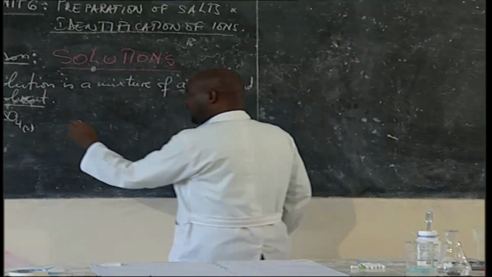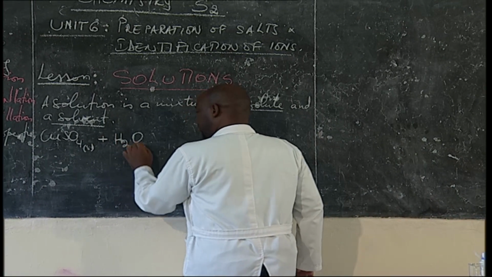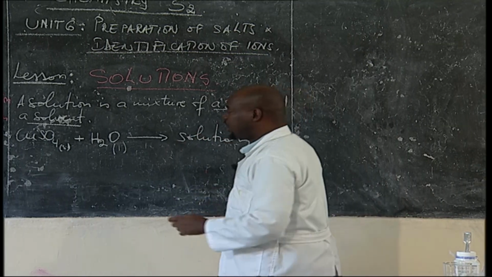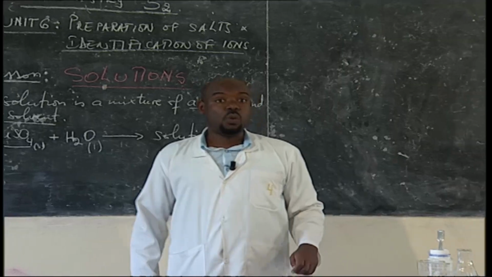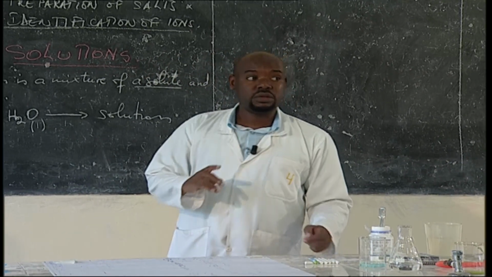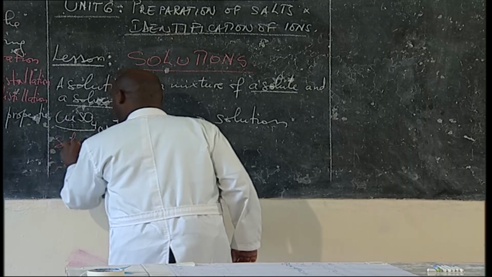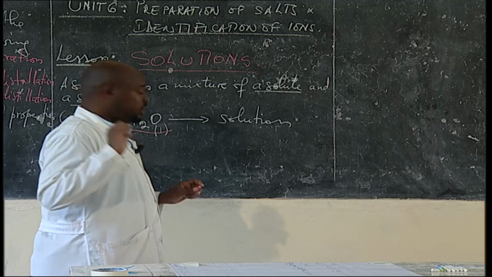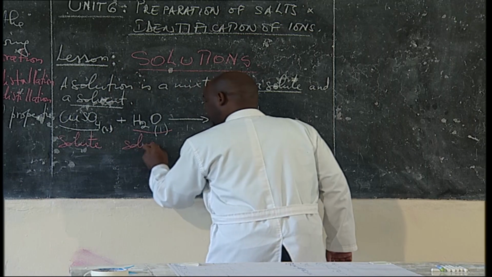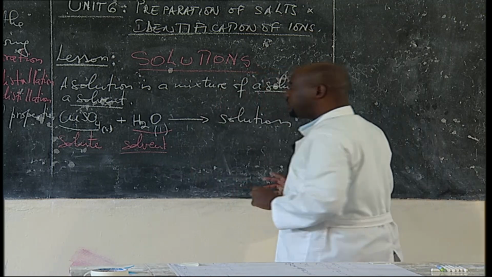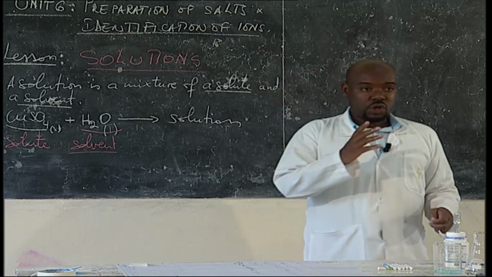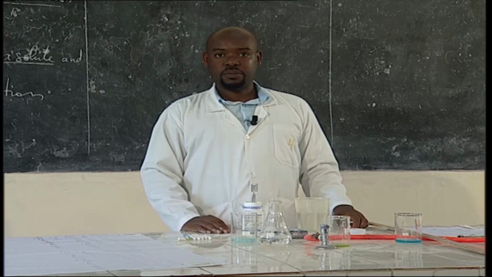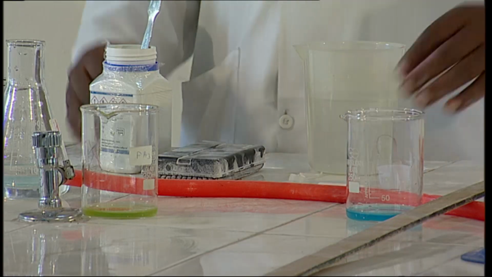We have copper sulfate mixed with water, which is liquid, to give us a solution. And copper sulfate, because it is the one which is present in a smaller amount, is the solute. And water is the solvent, the one which is present in a bigger amount. So we have a solute which mixes with a solvent to give us a solution. We have different types of solutions.